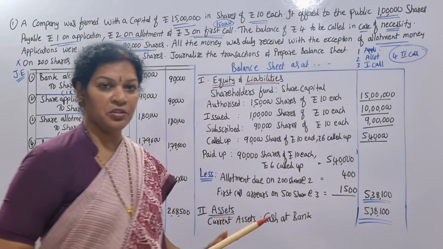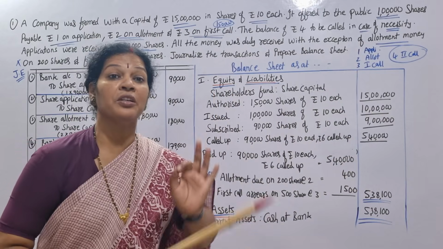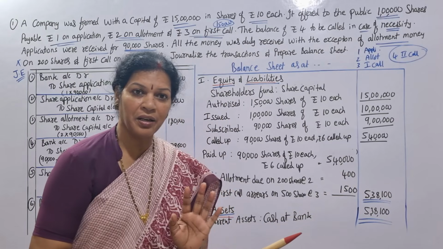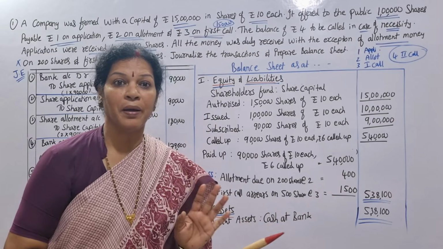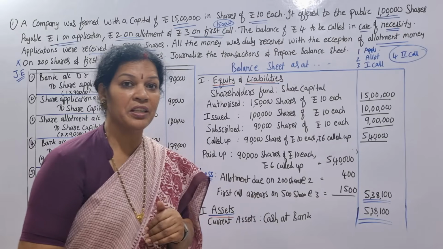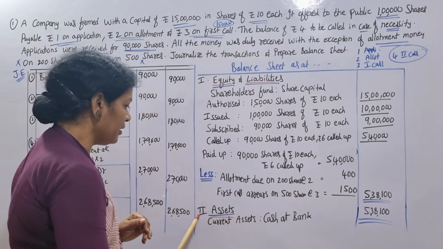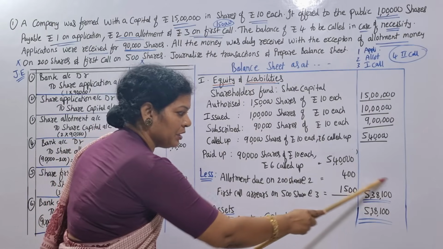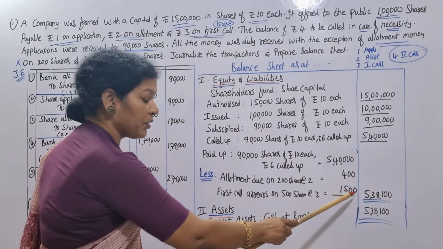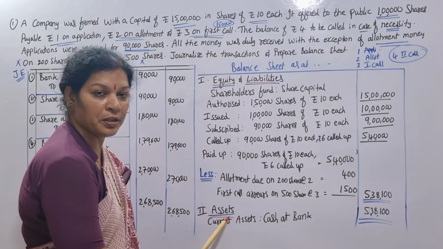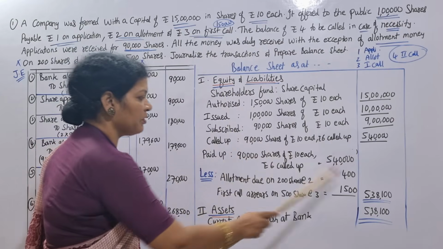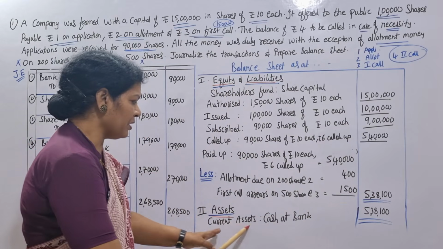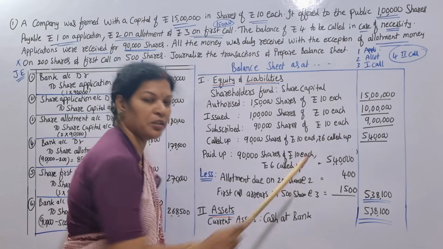This is the share capital amount to be shown in the balance sheet on the liability side. Whatever you get, the same thing will be shown on the asset side as cash at bank, because this is the amount we are receiving in the bank. So here we write Roman number 1, equity and liabilities. Under that we get 5,38,100, and the same is shown here. Roman number 2, assets: liabilities are this much, and the assets are of course the same amount we receive in the bank. So we write current assets, cash at bank, same amount 5,38,100.